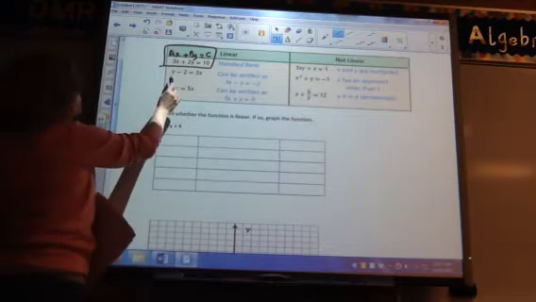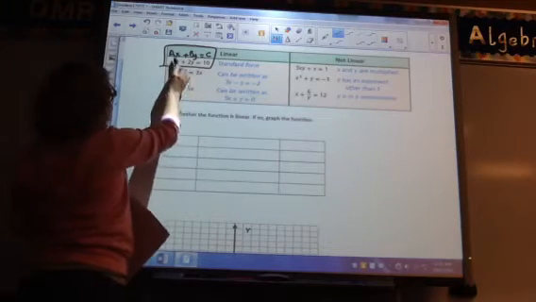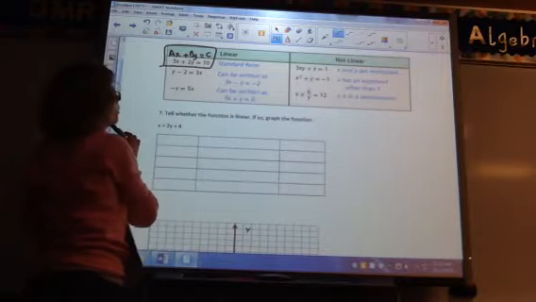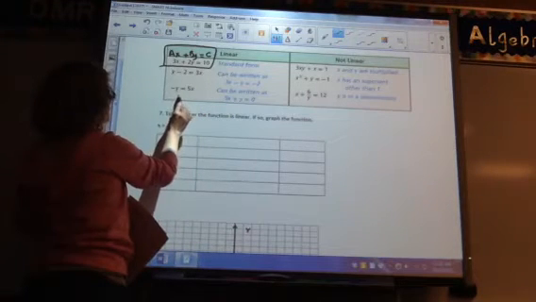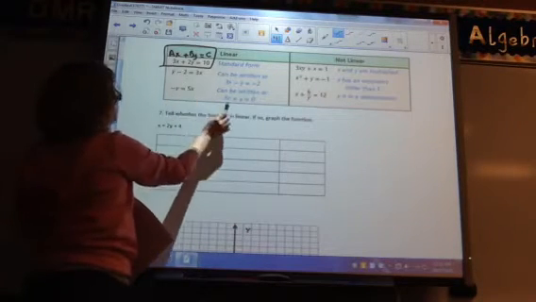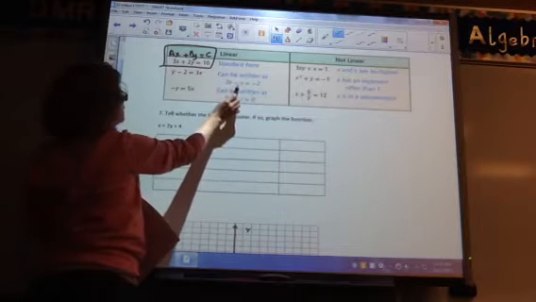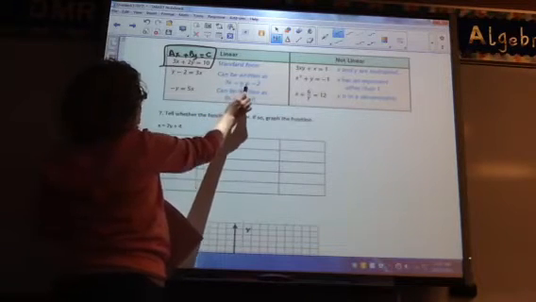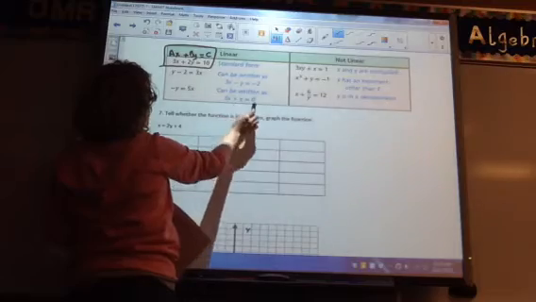Okay? This also is in standard form because you can rewrite it and put it in that form. That's what we're going to do here in a little bit. This also can be written in standard form because you can rewrite it and put it in that form. You have your ax plus your negative by equals c, ax plus y equals 0.